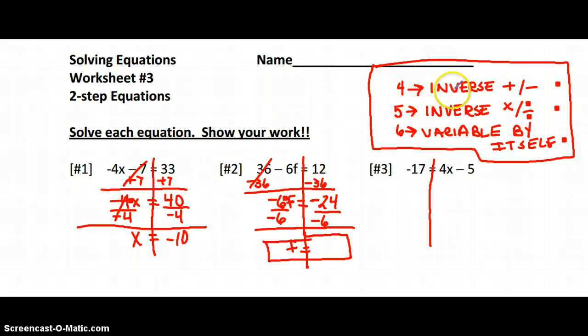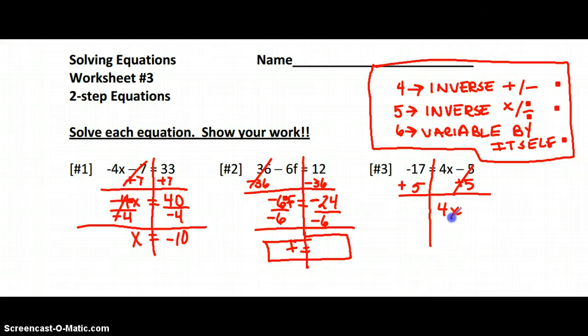Step 4, the opposite of adding and subtracting. What is being added or subtracted to my x? Well, my 5 is being subtracted from my 4x's. So the opposite of subtracting 5 would be adding 5. What I do to one side, I have to do to the other. The whole point of this was to get rid of the 5's, and I just did.